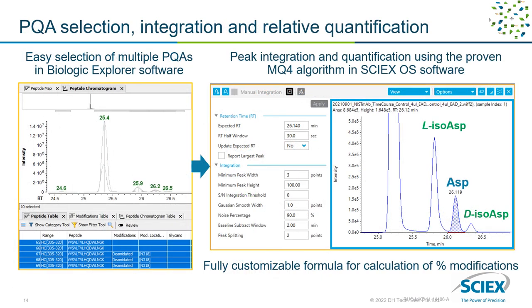Very cool feature about this electron activated dissociation is the differentiation of enantiomers. So not only can we differentiate between ASP and iso-ASP, but we can see the L and D forms of iso-ASP. And of course, this is made easy to do if you have the right software.